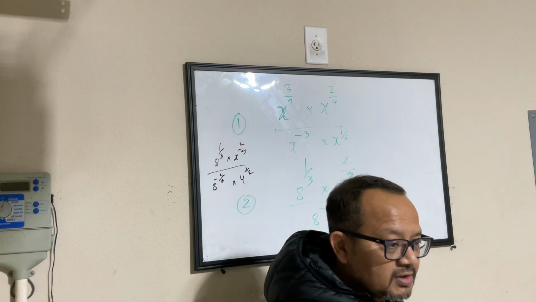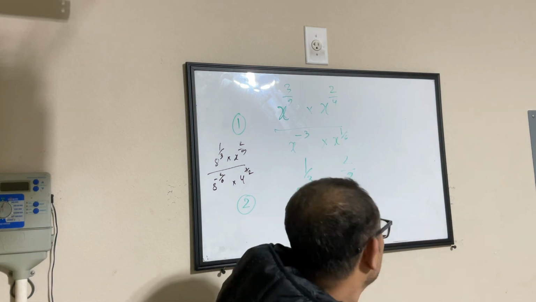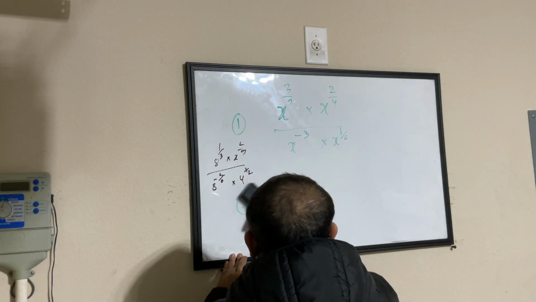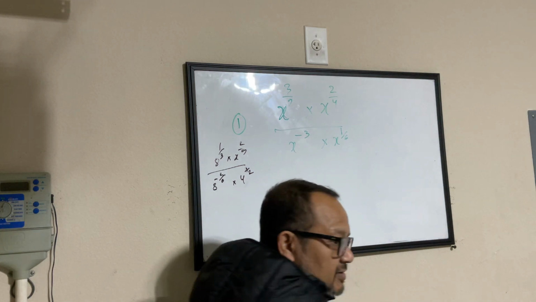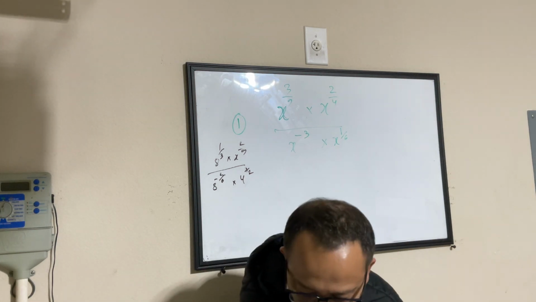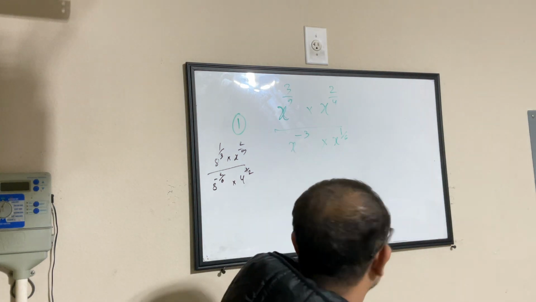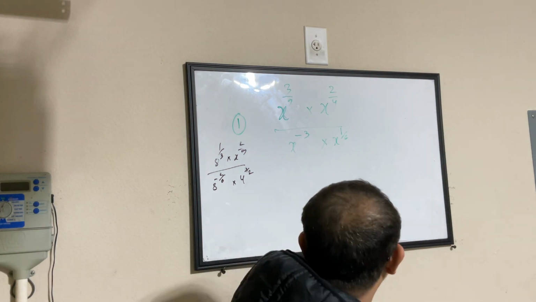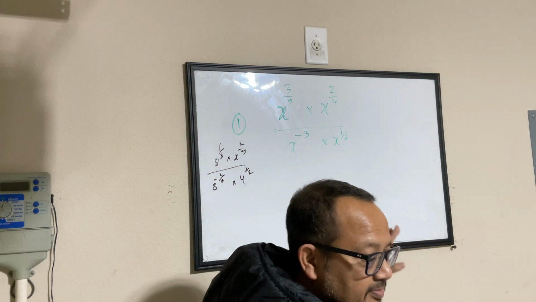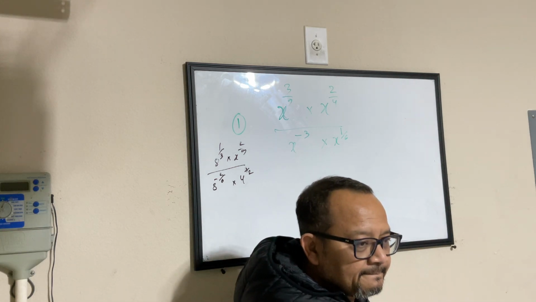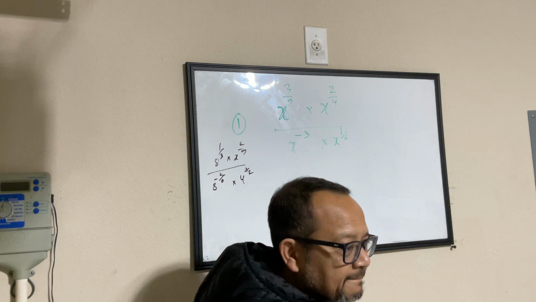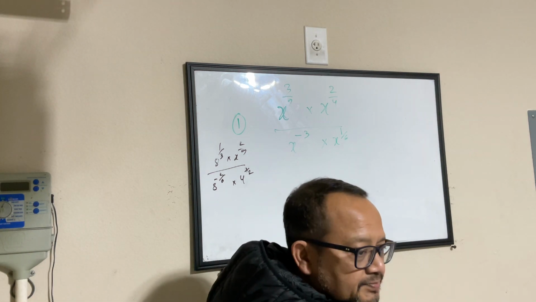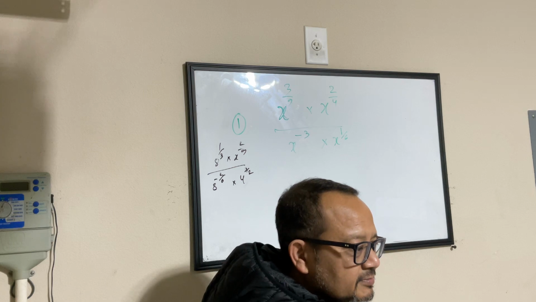For the first one, I got x to the power of 22 by 6. And for the second one, I got 8 to the power of negative 11 by 9. Okay. Let's see. For the second one, I got 2 to the negative 1 over 3. I also got the same thing for the second.